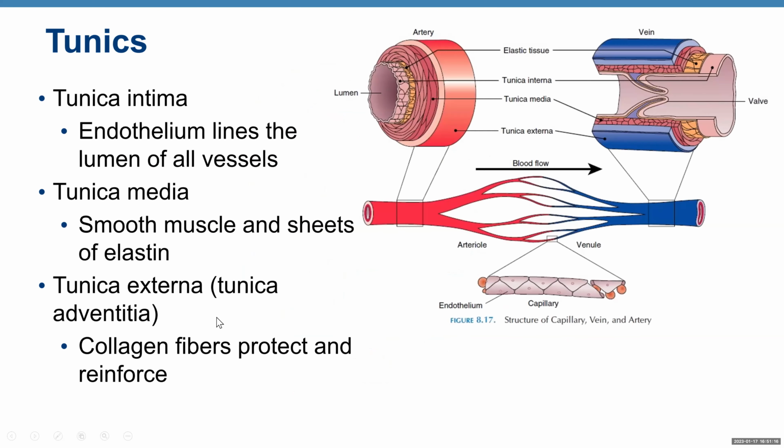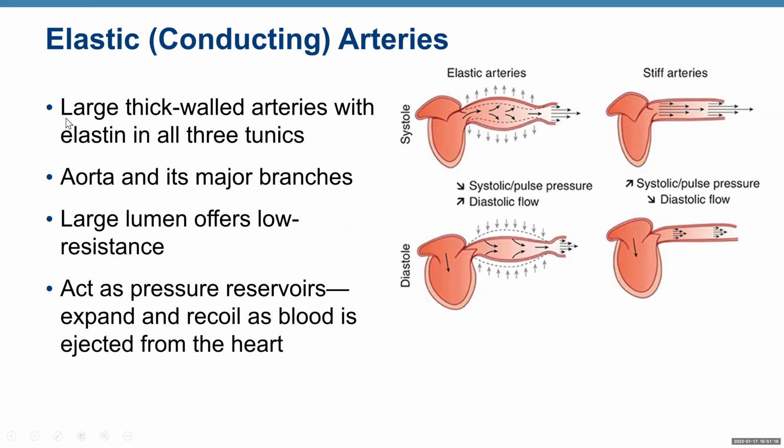Now we're going to look at these elastic or conducting arteries. They are large, thick-walled arteries with elastin in all three tunics. Elastic arteries include the aorta and its major branches. A large lumen offers low resistance. They act as pressure reservoirs, expanding and recoiling as blood is ejected from the heart.